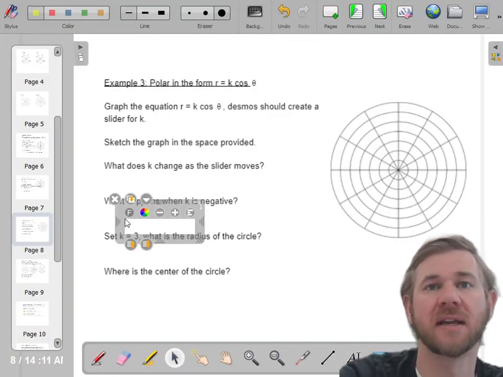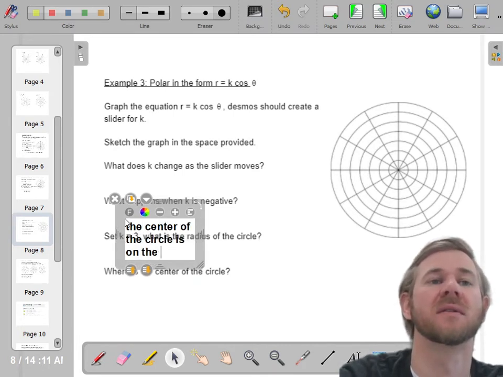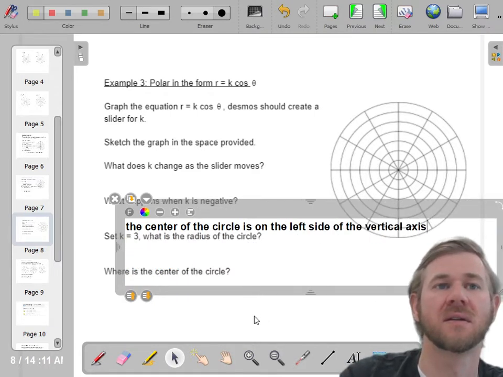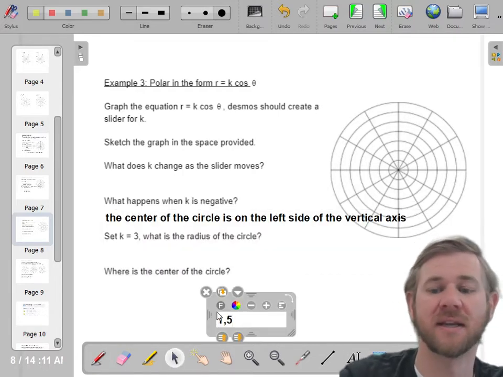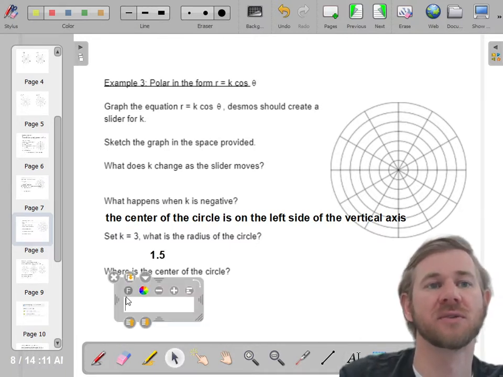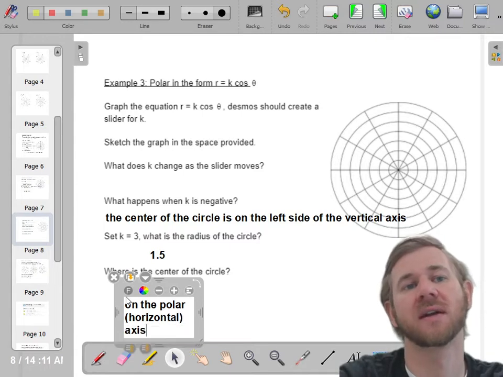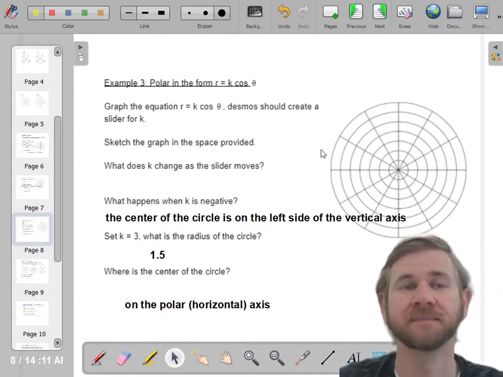What happens if k is negative? The center of the circle is on the left side of the vertical axis. And what is the radius of the circle? Again, 1.5 is the radius if the diameter is 3. And where's the center of the circle here? We'll say on the polar axis, which is the horizontal axis. Okay, this we call the polar axis.